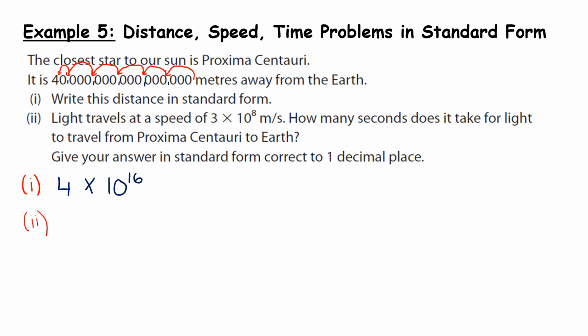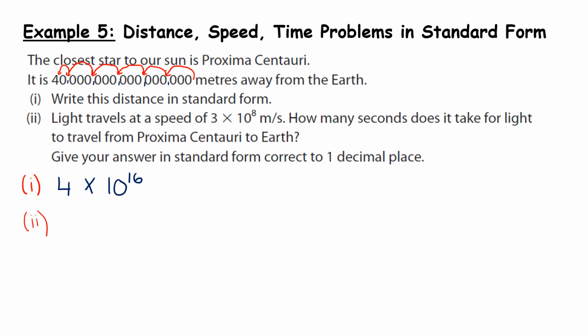Light travels at a speed of 3 by 10 to the power of 8 meters per second. How many seconds does it take for the light to travel from this star to Earth? Give your answer in standard form, correct to 1 decimal place.